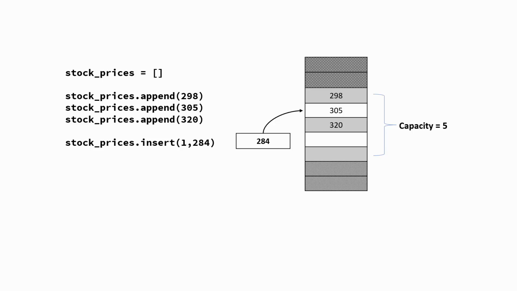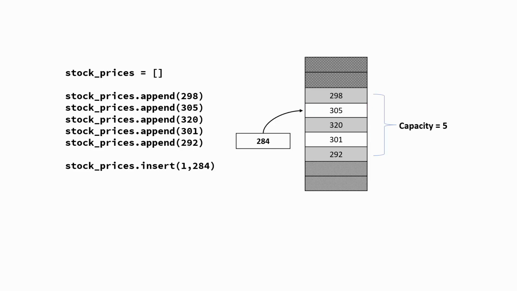Now at this stage, when you have 3 elements, let's say you want to insert 284 at location number 1. What happens is, first it will swap those values to make a space for 284. So you can see that there are 2 copy operations. Imagine you have a million elements in your array. Now you have to do a million swaps. Once it has a space for 284, it will insert.